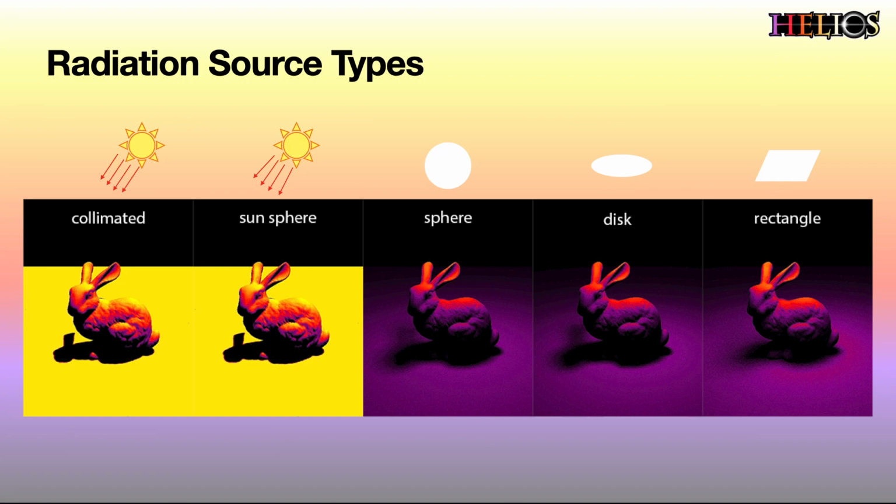In the model, we have 5 different types of direct radiation sources. We have a collimated radiation source, which is meant to simulate the sun.